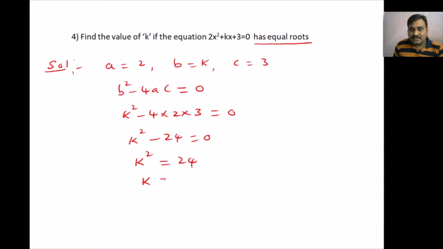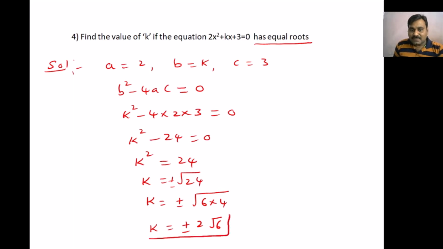So k square is equal to 24, so k is equal to square root of 24 we get. Then k is plus or minus we can take here. This root 24 is not in the standard form of root, then we can simplify it further as 6 into 4. Then k is equal to plus or minus, if you bring the 4 outside it becomes 2 square root of 6. So k value is plus or minus 2 into root 6. So these types of questions are expected to be asked in the board examination.